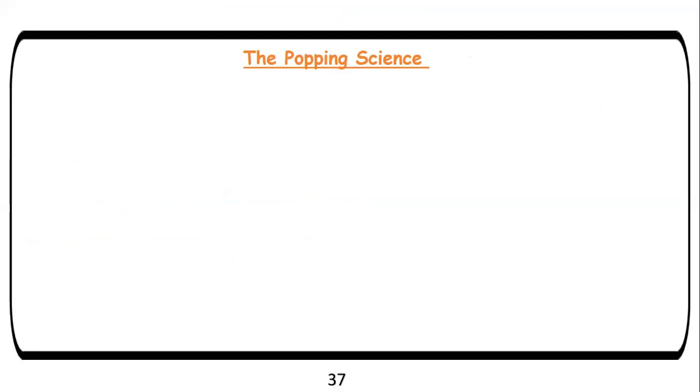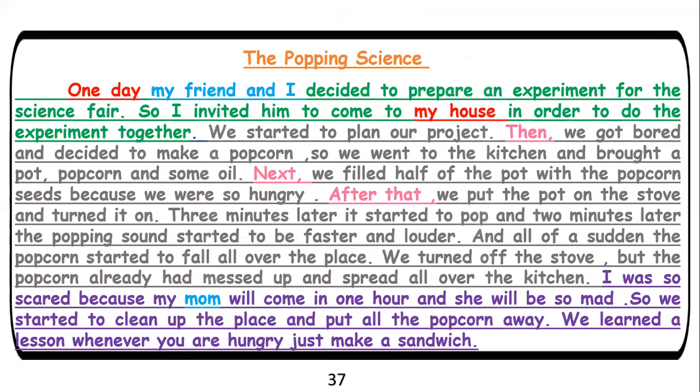Now we will write the drafting, page 37. Okay. Don't forget to write the title up at the middle with the capital letters, the popping science. And before anything, leave the space at the beginning of the paragraph. And don't forget the punctuations, the commas, and the periods.